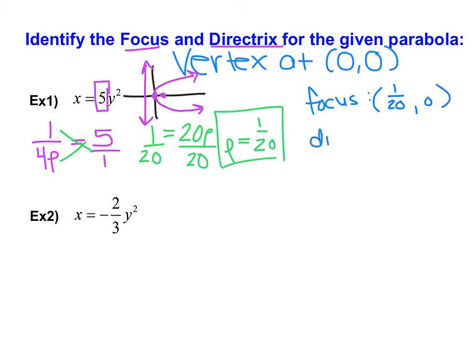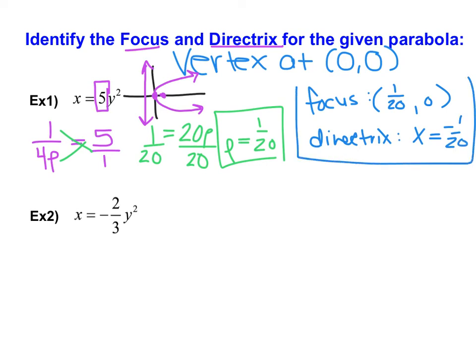I then know that my directrix is in the negative direction. So that's x is equal to negative 1/20th, or you can do negative 0.05, whatever you prefer. If you want to divide out that fraction, that's perfectly fine.